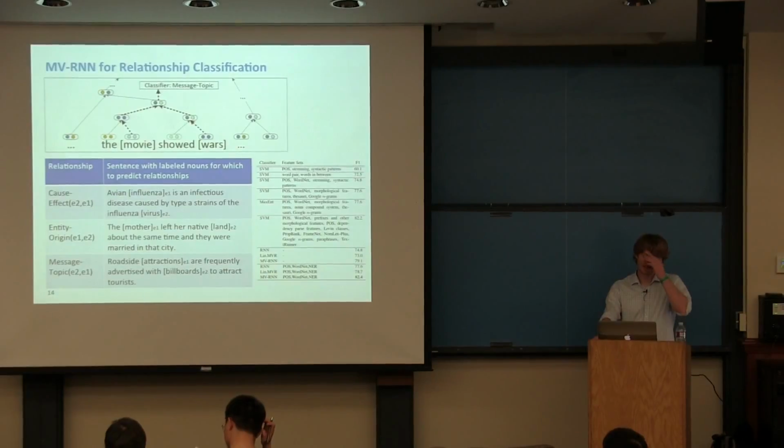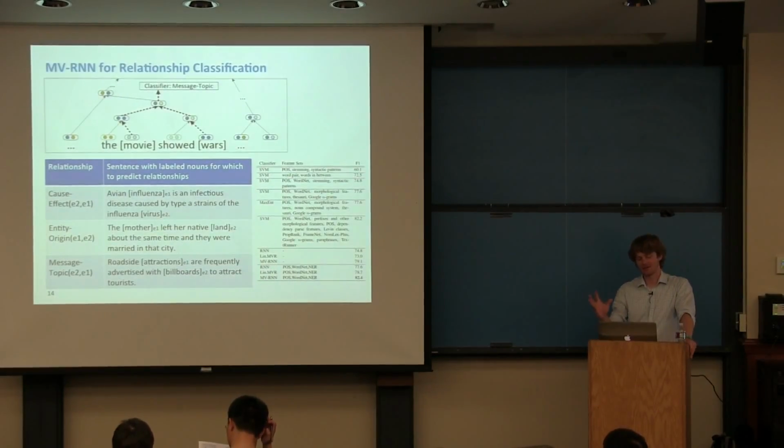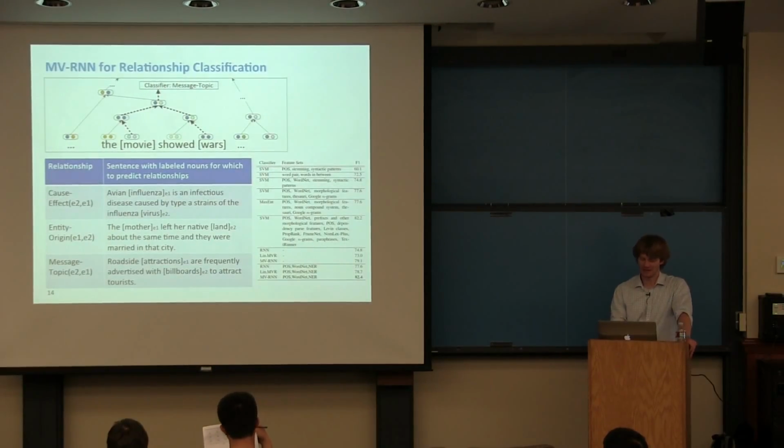So one interesting thing, and this again is a typical example of we could really use any recursive neural network for this kind of problem, but it turns out at the time the MV-RNN worked the best. And this task is basically to try to classify the relationship between two words. So for instance, is this a message and topic? The movie showed wars. The movie here is a type of message, and it had as its topic the term wars.